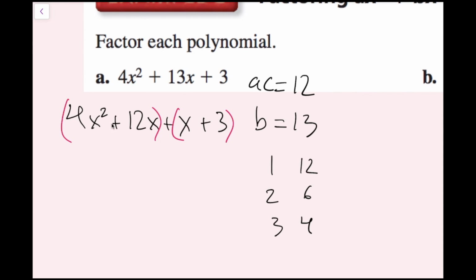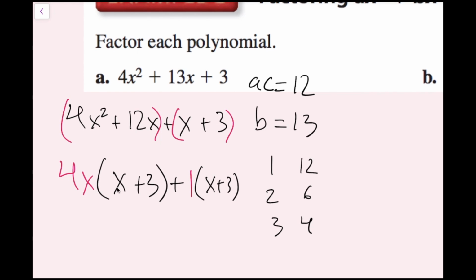So now what I want to do with each group is factor out the greatest common factor. So here I have a 4 and a 12, so I can factor out a 4, and I have an x squared and an x, so I can factor out an x. So I'm going to get 4x times what's left inside the parentheses, which is just x plus 3. And then over here, I have x plus 3. I can't factor anything out here. So if I can't factor anything out, what I want to do is write 1 just to make my life easier. So plus 1 times my x plus 3.